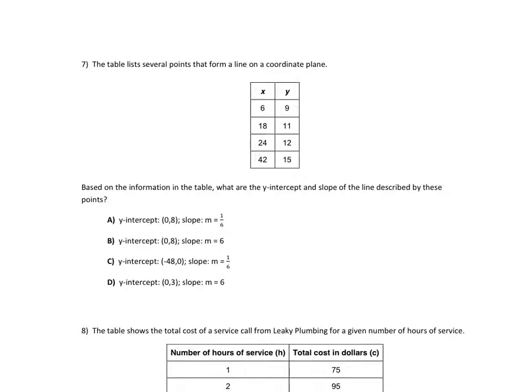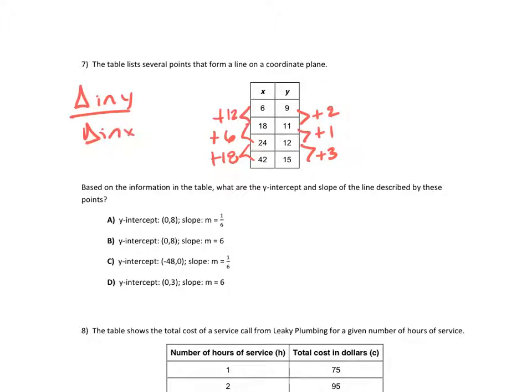Okay. Number 7. The table lists several points to form a line. Okay, guys, this should be going back to our 7th grade days. The change here is +1. This is, I'm sorry, no, that's +2. Okay, change here is +2. This is +1, and then this is +3. The change here is +12. This is +6, and then this is +18. If I write the change in y over my change in x, every time it would be 2 over 12, 1 over 6, and 3 over 18, which would all simplify down to 1/6. So my slope is 1/6. So mark this out and mark that out.